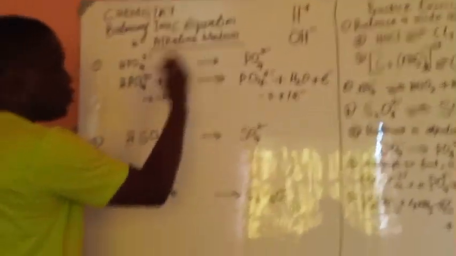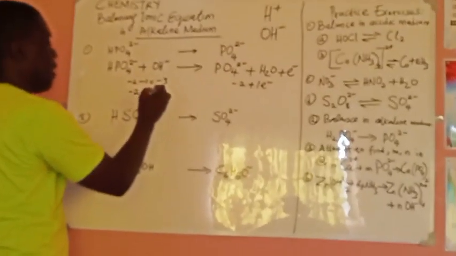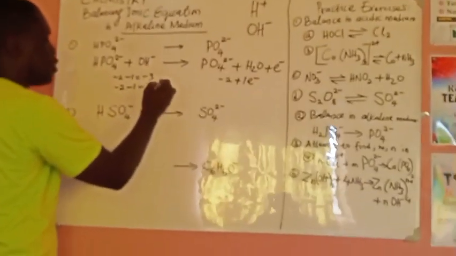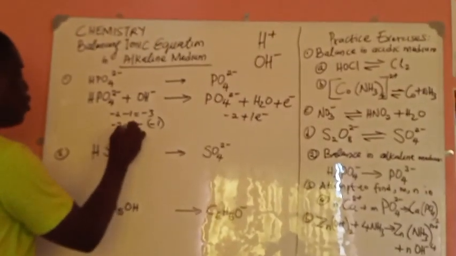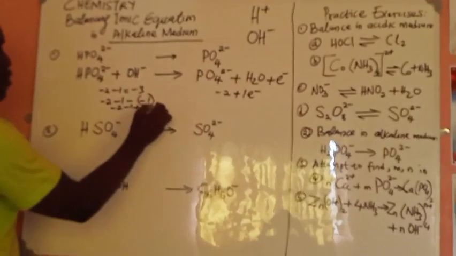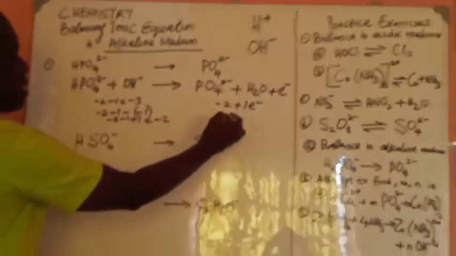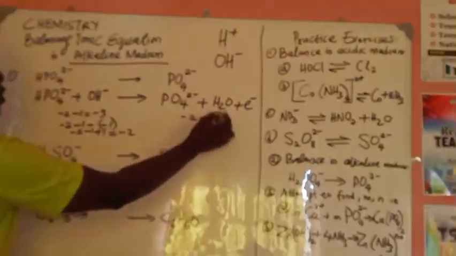If you do that, you will discover that it will be -2, -1, minus, then -1. That will be -2, -1 plus 1, which will give you -2. Then this side will still be, don't forget that we are taking this to the other side. So we have -2. Whichever way you want it, you will still get it balanced. Can you see it now? So this equation is balanced.